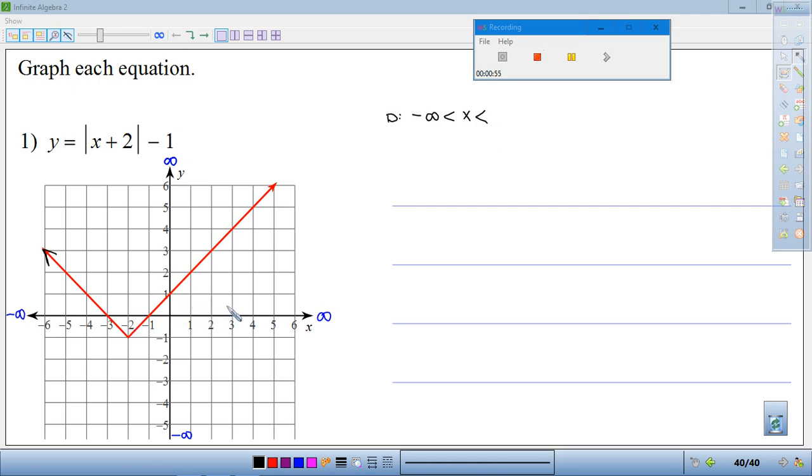To the right, my graph keeps on going again. The arrow, no endpoint. That arrow means it keeps on going, so it goes to infinity.